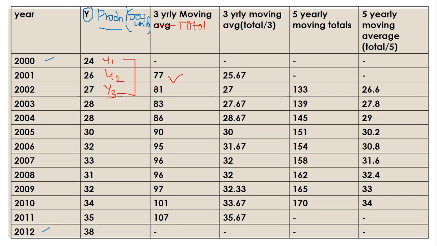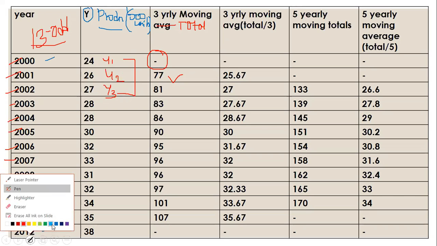Now, one more thing you have to understand is, first count how much data you have: 1, 2, 3, 4, 5, 6, 7, 8, 9, 10, 11, 12, 13. So we have 13 data, and 13 is an odd number. When you have an odd number of data, you are supposed to leave the first entry and then write that total of 77 from the second entry. Understood? This will be for the first moving total.